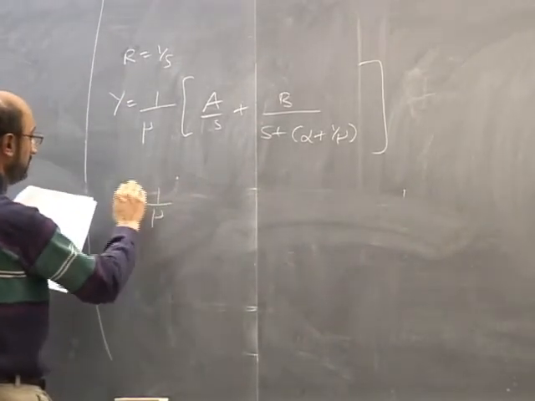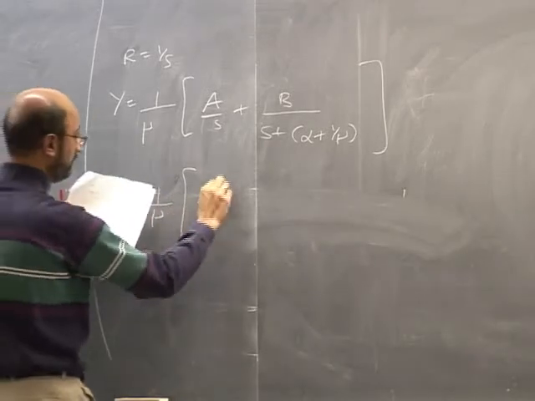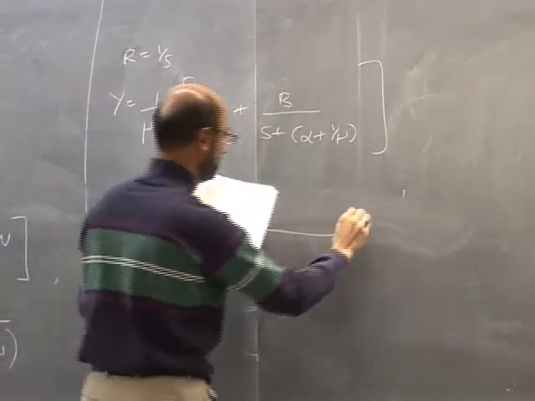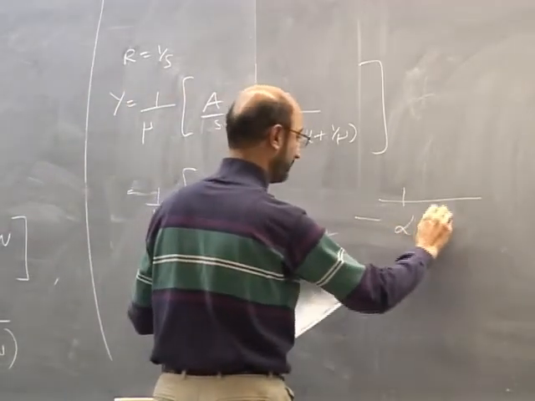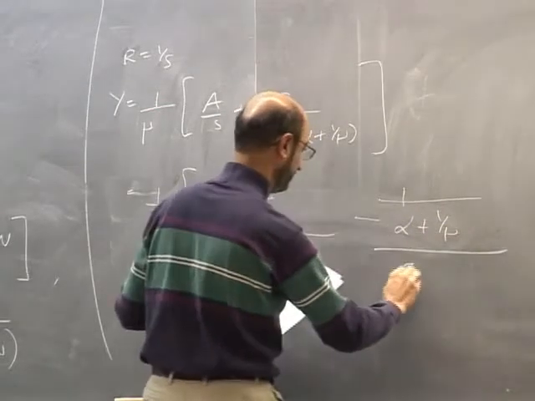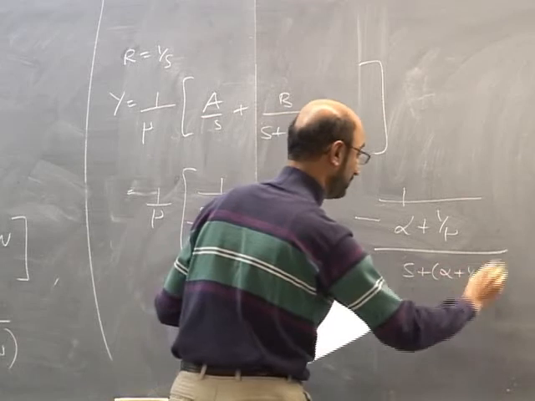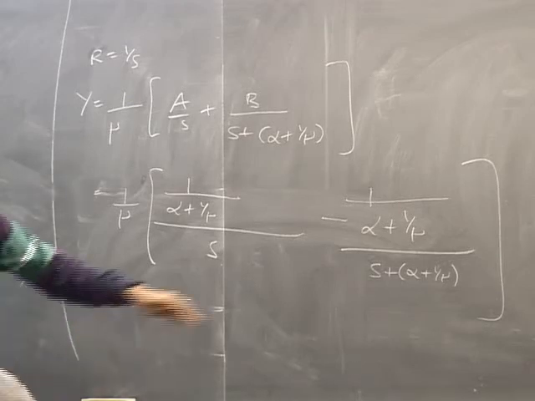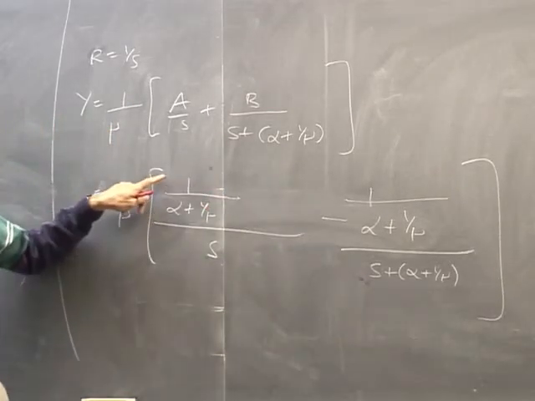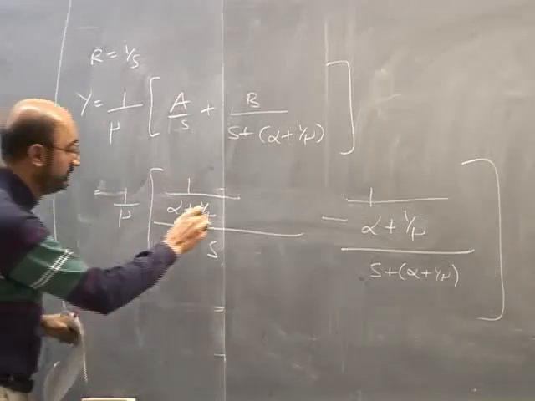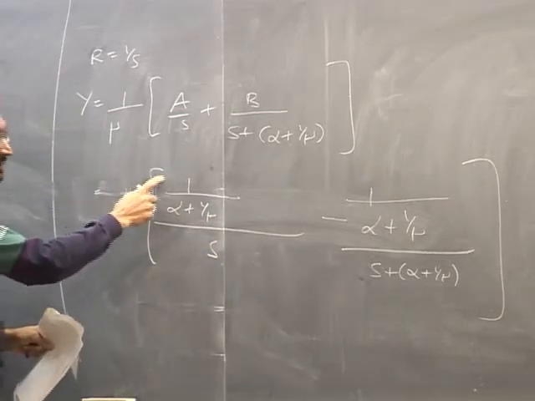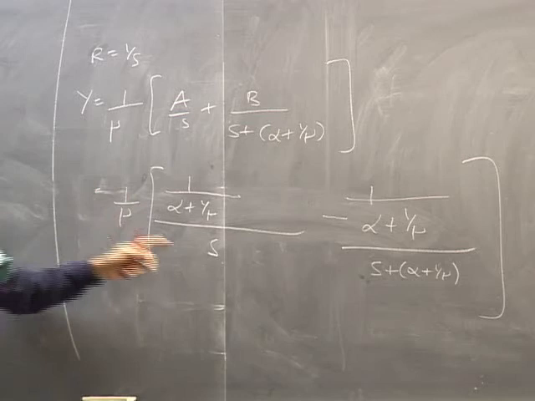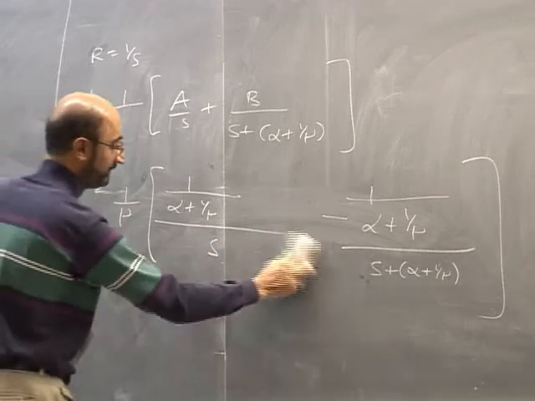So it's going to be 1 over mu. Let me just write it like this, it will become clear: 1 over alpha plus 1 over mu, over s, minus 1 over alpha plus 1 over mu, over s plus alpha plus 1 over mu. This is the partial fraction expansion, and you can see that if you multiply this out, you get s over alpha plus 1 over mu plus 1, and minus s over alpha plus 1 over mu. So the s and the minus s cancel out, you're just left with 1, and so you get this as the partial fraction expansion.